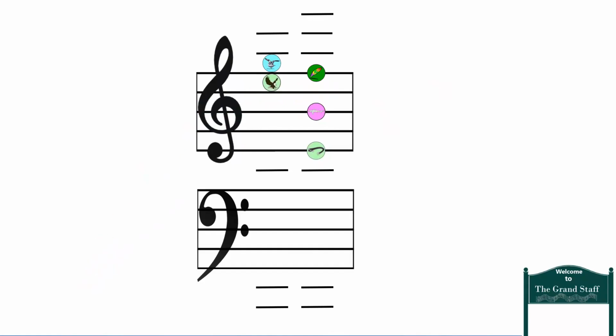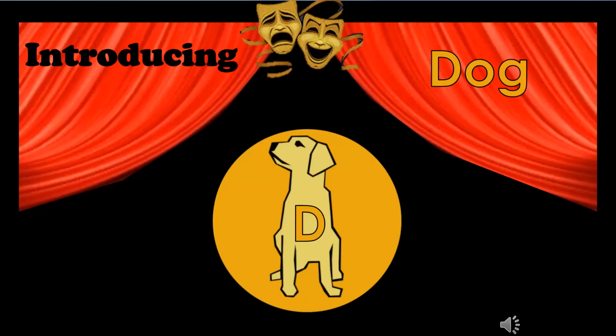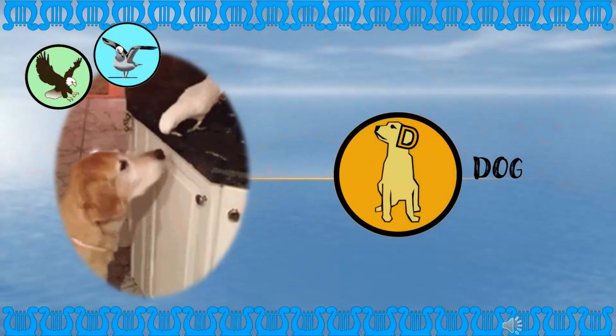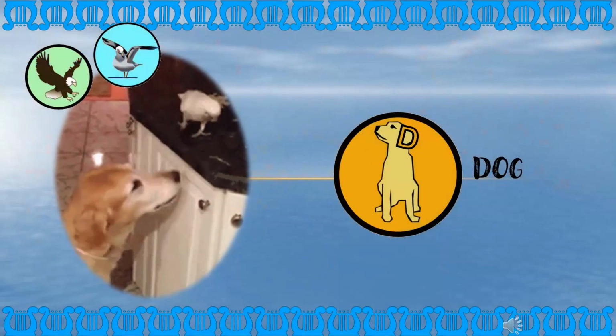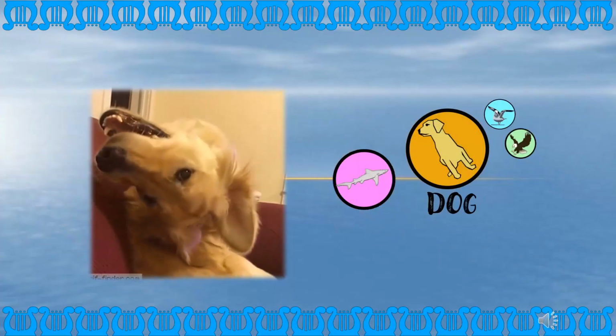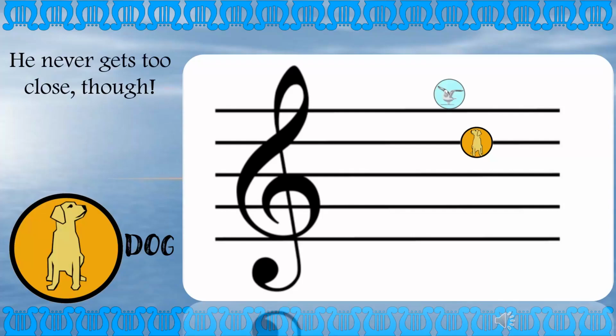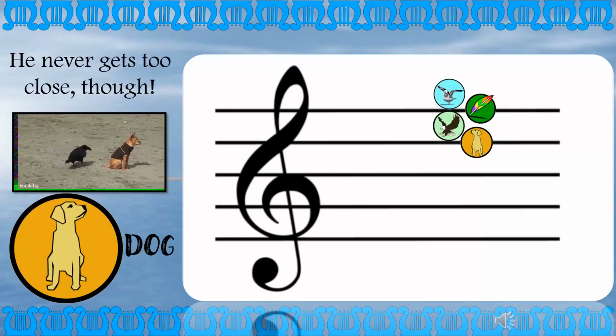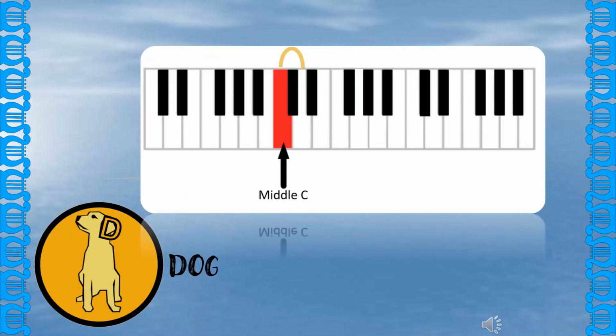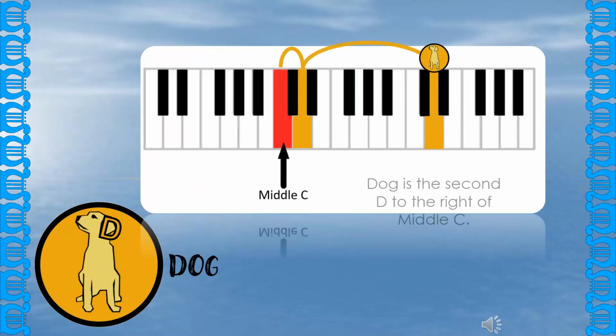Our next character is Dog. Dogs are smart. This one is no exception. He tries to stay as close as possible to both birds because he never knows when he might get fed. Although Dog has his silly moments, he does his best to protect his new friends from the predators below. Dog is the second D to the right of middle C on the piano.